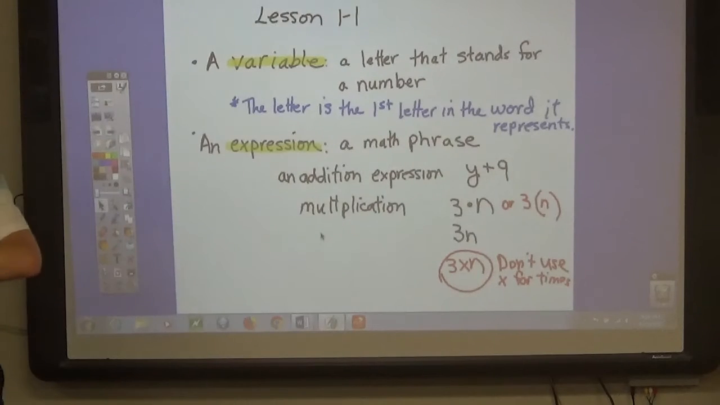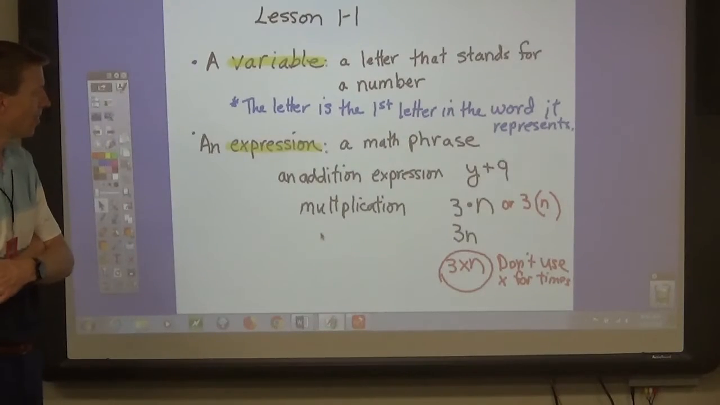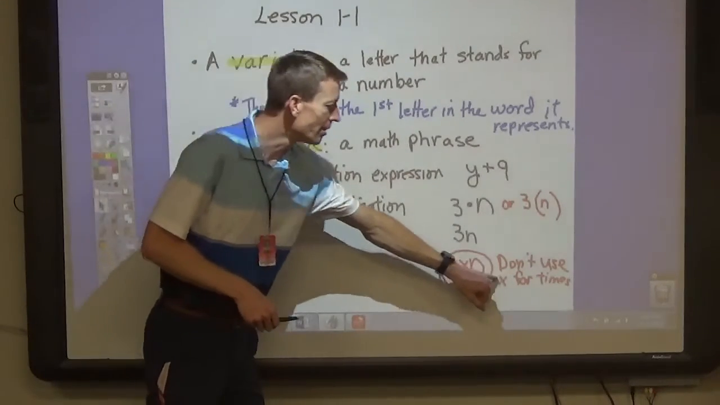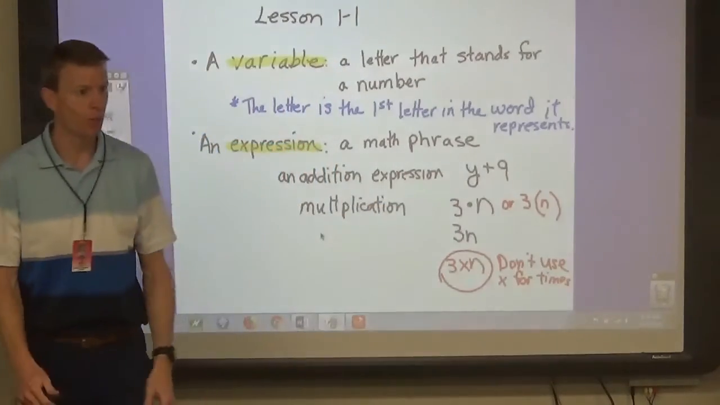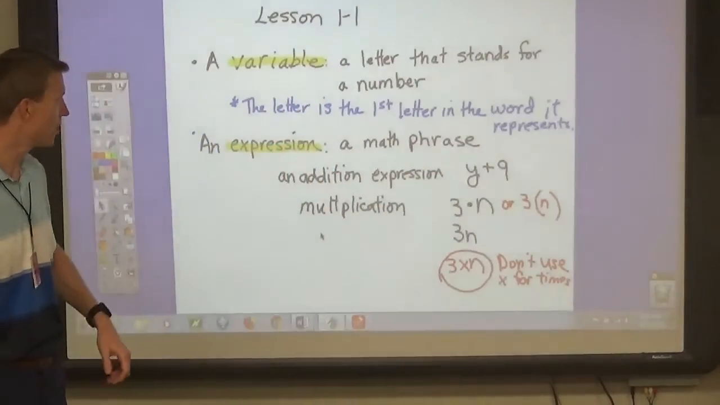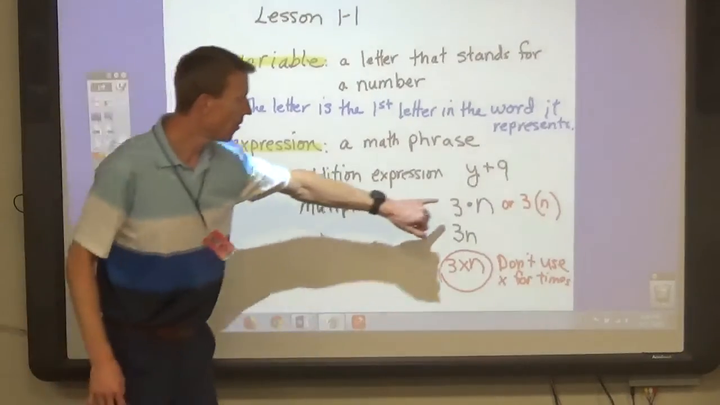What does that mean? Nate? 3 times n. Means 3 times n. How did you know? Because it's up there. It tells us what it is. Oh, okay. So it says don't use x for times, so you got an idea that that's regarding multiplication. What about the dot? What is that?